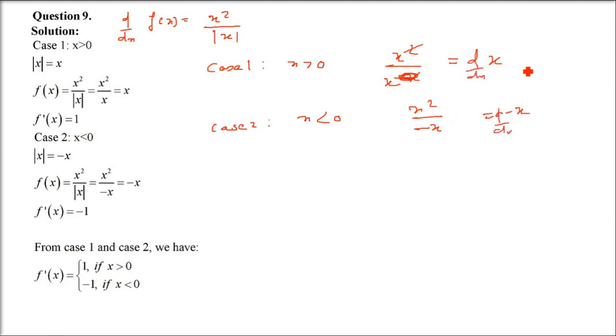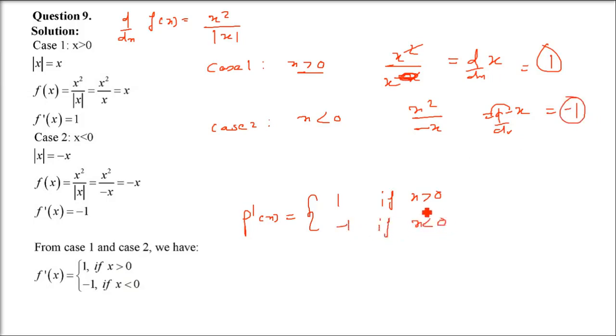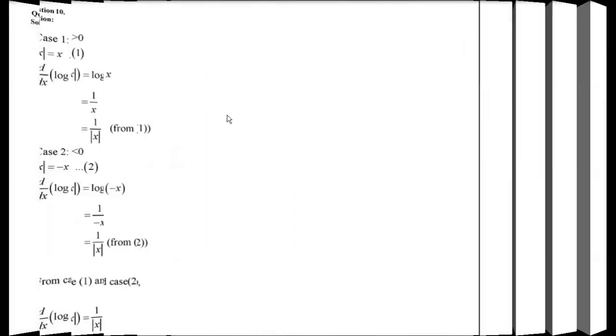D by dx of x is 1. D by dx of minus x is minus 1. Minus will come outside, and d by dx of x is minus 1. So you have f dash x, and this will be 1 if x is greater than 0. And this is going to be minus 1 if x is less than 0. Right?